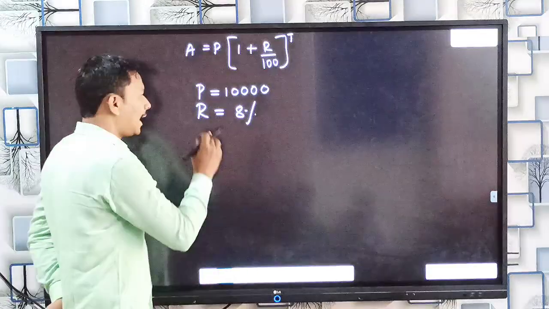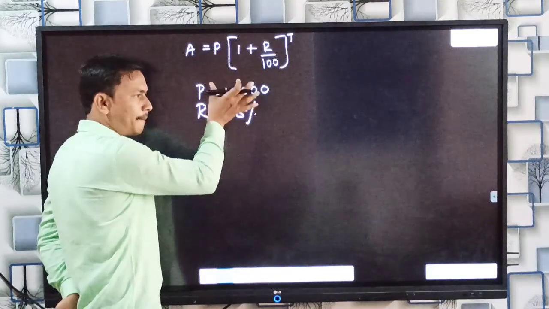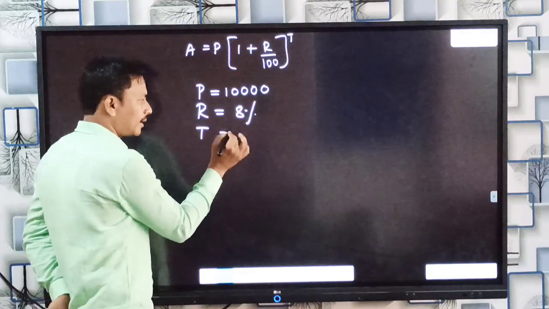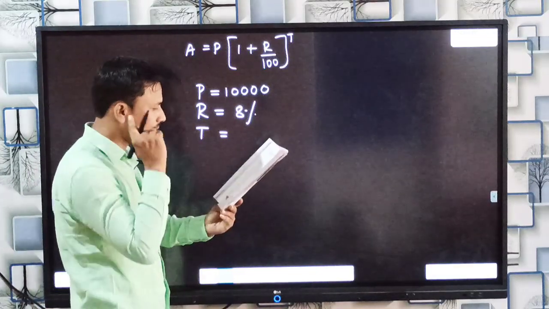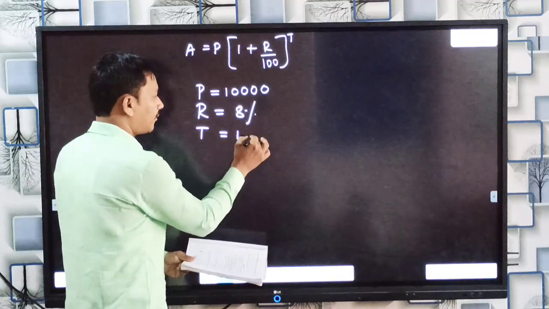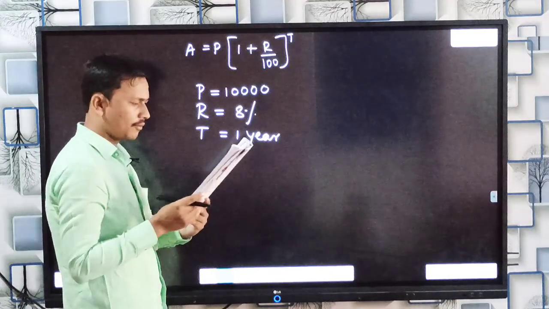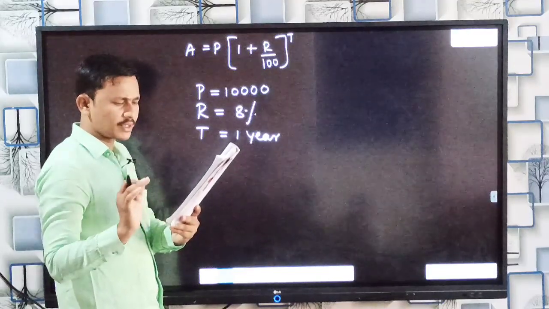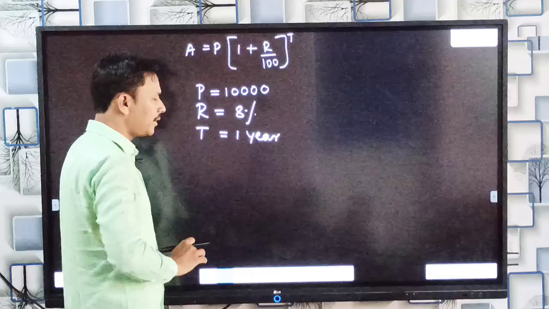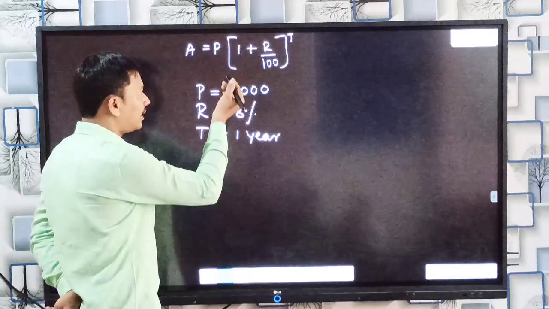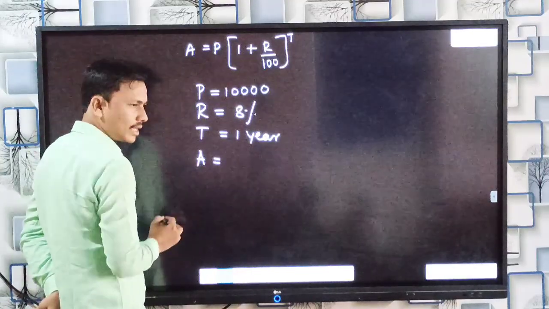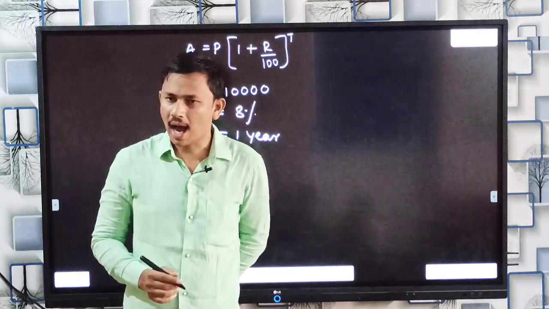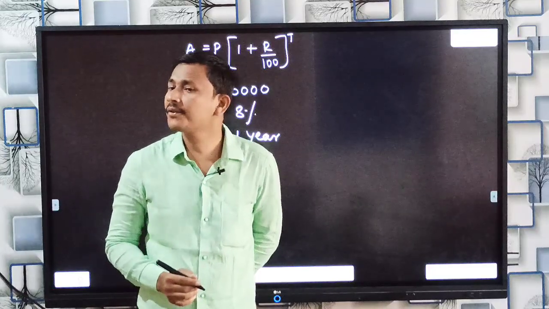Okay, the 8% rate will be given by the bank. Then what is the time here? What is time? 1 year. Okay, the amount of money in the account every year when 10,000 is deposited at a compound interest of 8% annually. What we need to find out? Amount is equal to, what is the formula? P in bracket 1 plus R divided by 100 to the power of T.